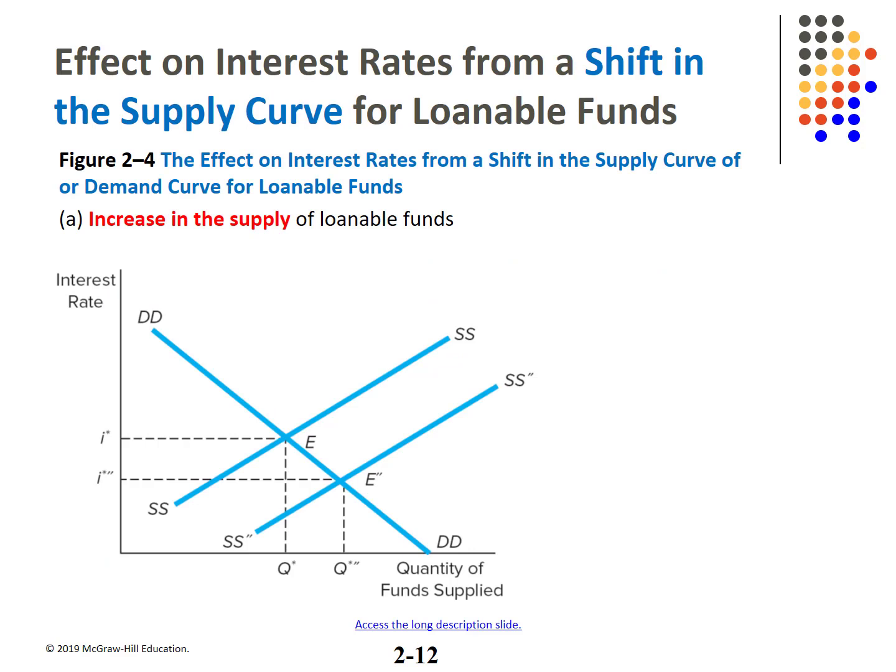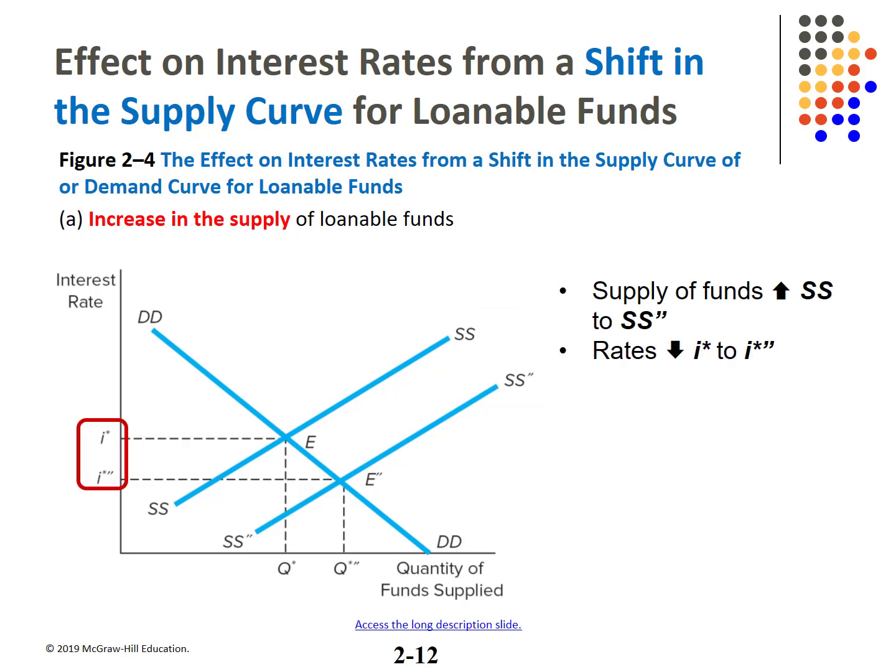Here's how supply, demand, and interest rates react to a shift in supply. As supply goes up, interest rates come down. With lower rates, demand goes up and the equilibrium rate declines.